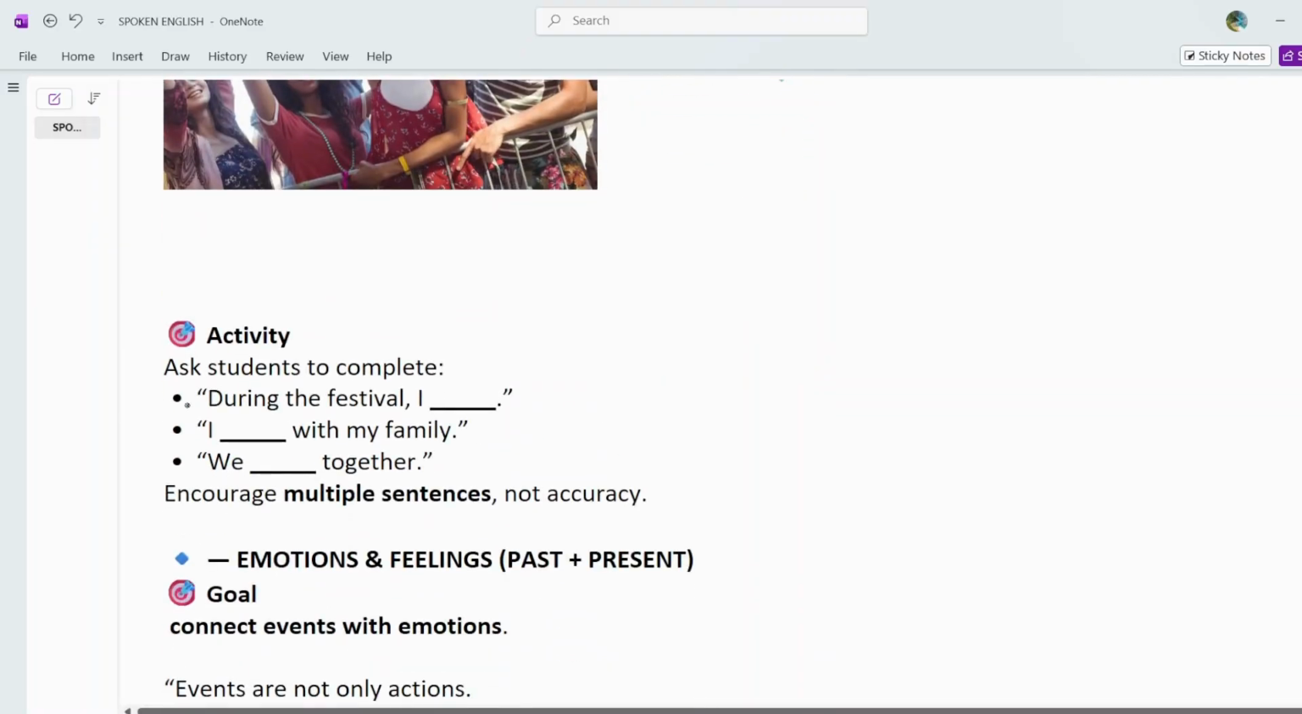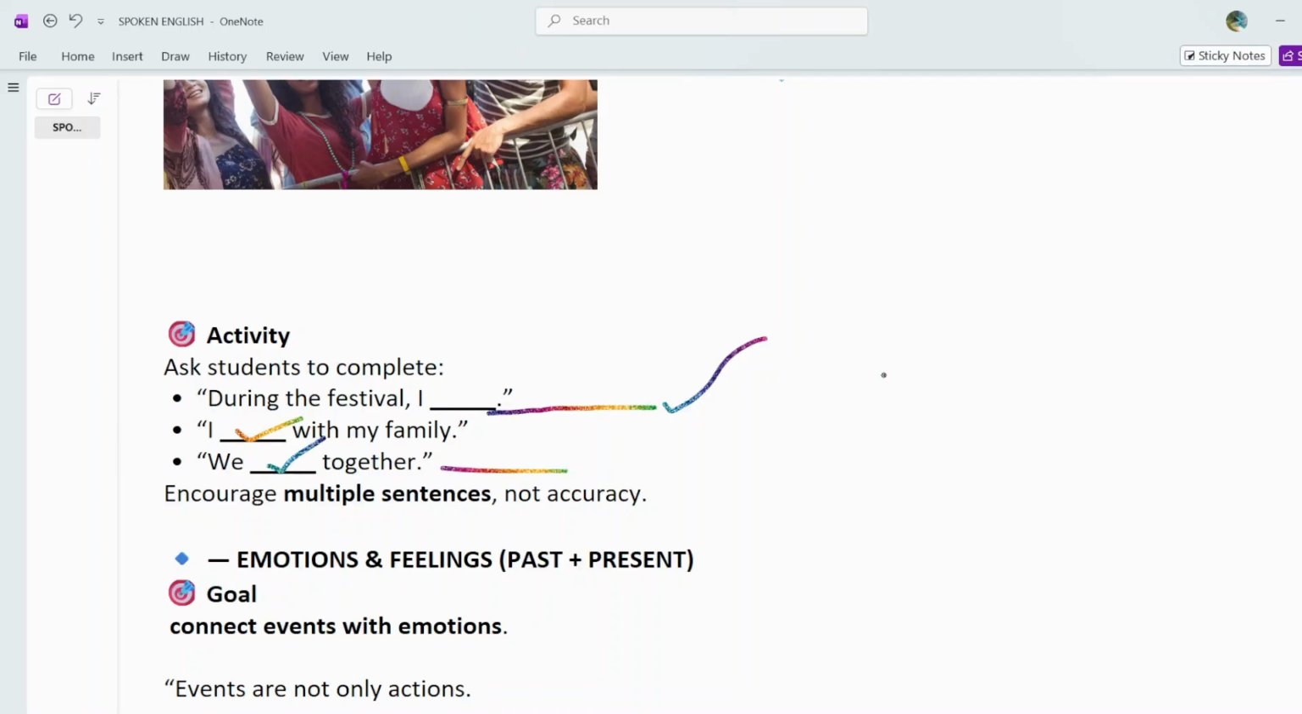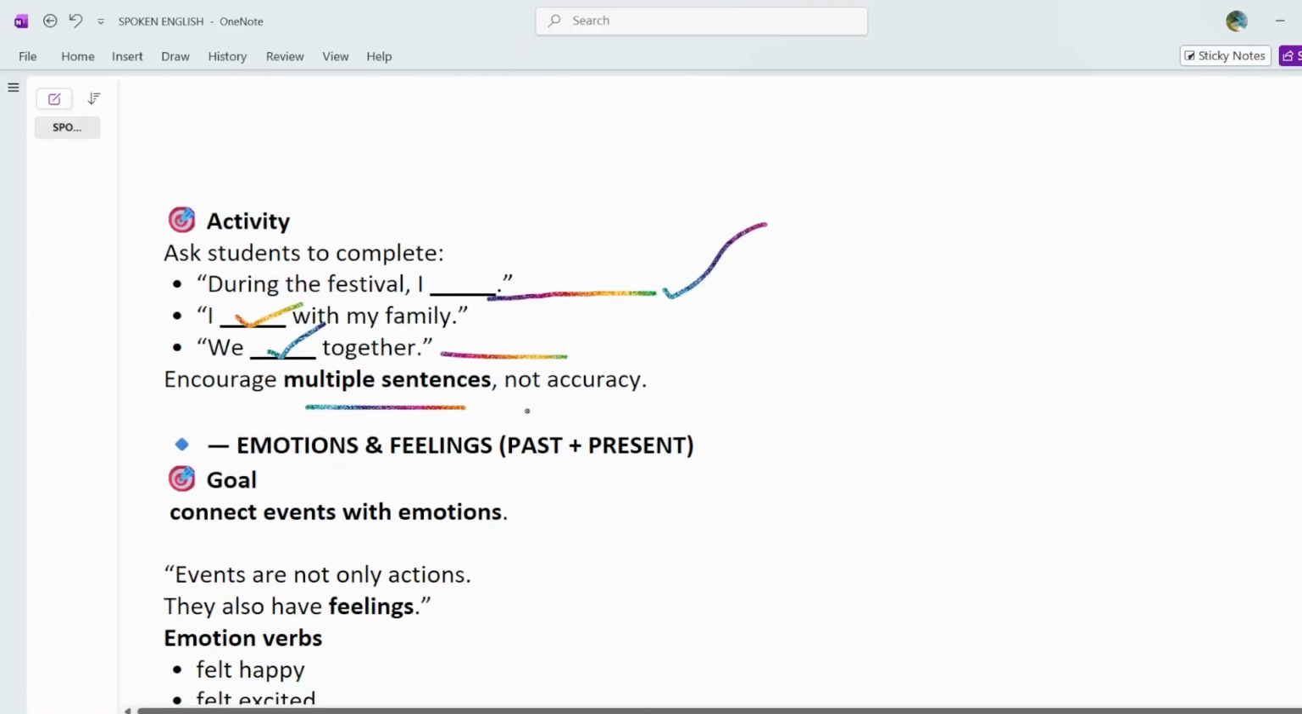Let's look at an activity. Now, during the festival, fill in this sentence with a past tense sentence. I want you to use past tense. I enjoyed with my family can be something that can fill this section here. We dash together. What do you think you can do together? We danced together. Now that's also past. It's as simple as that. Just try and do this activity by pausing the video. Multiple sentences are also encouraged. Please do not go for accuracy. Do not get scared when you're forming or articulating your own sentences. Go ahead and use as much natural English as you are equipped with.